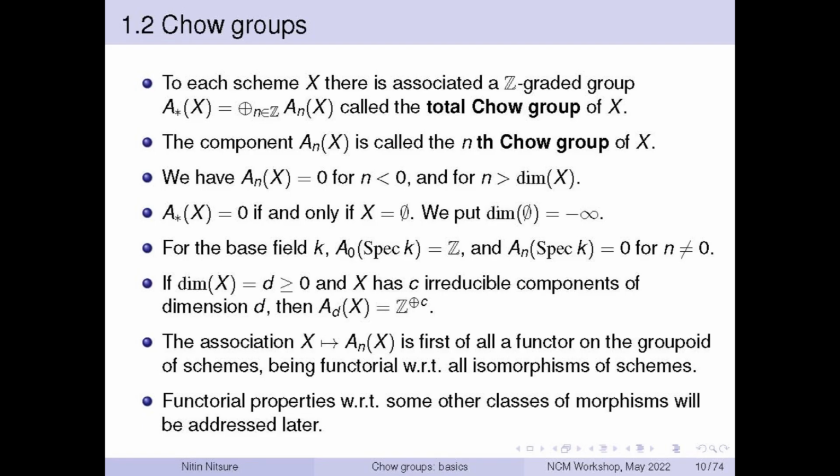So the top Chow homology is generated by the irreducible components. It's the free abelian group on those. Okay.